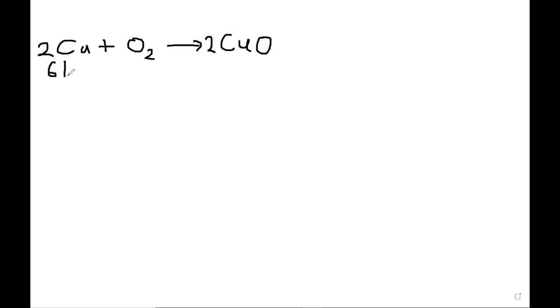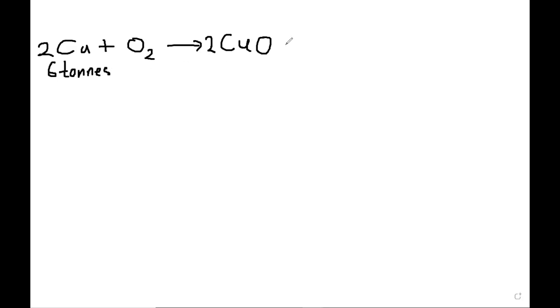Sometimes they try to confuse you by not giving you the mass in grams. Maybe they give you the mass in tons. They can say copper plus O2 gives copper oxide. So balancing, we put 2 here, we put 2 there. Then maybe they give us 6 tons. Instead of giving us grams, they give us 6 tons of copper.